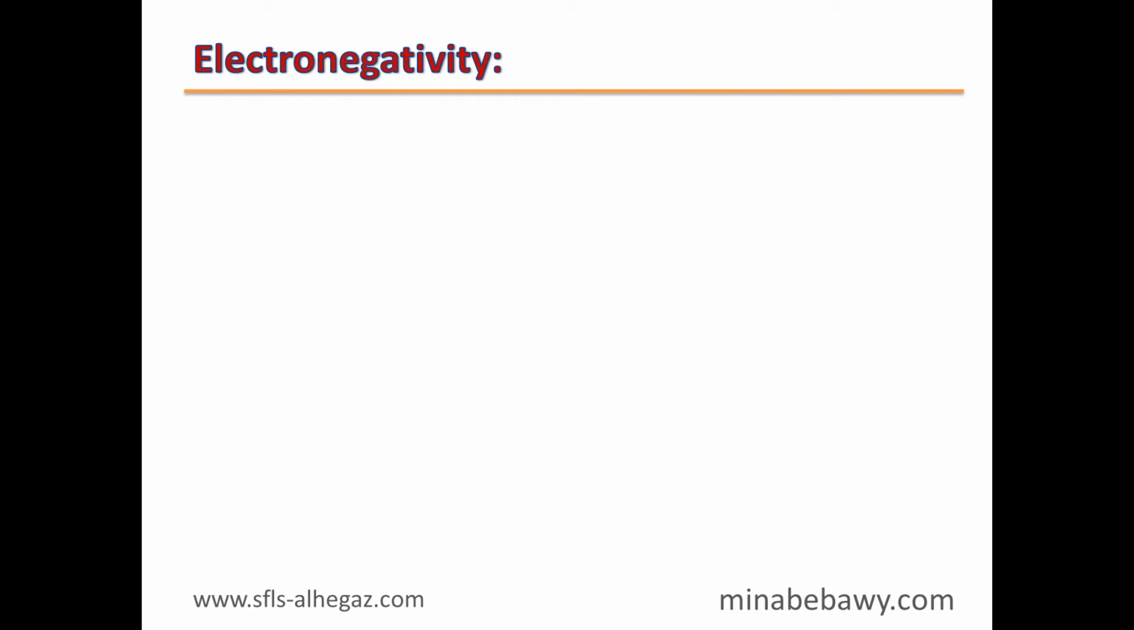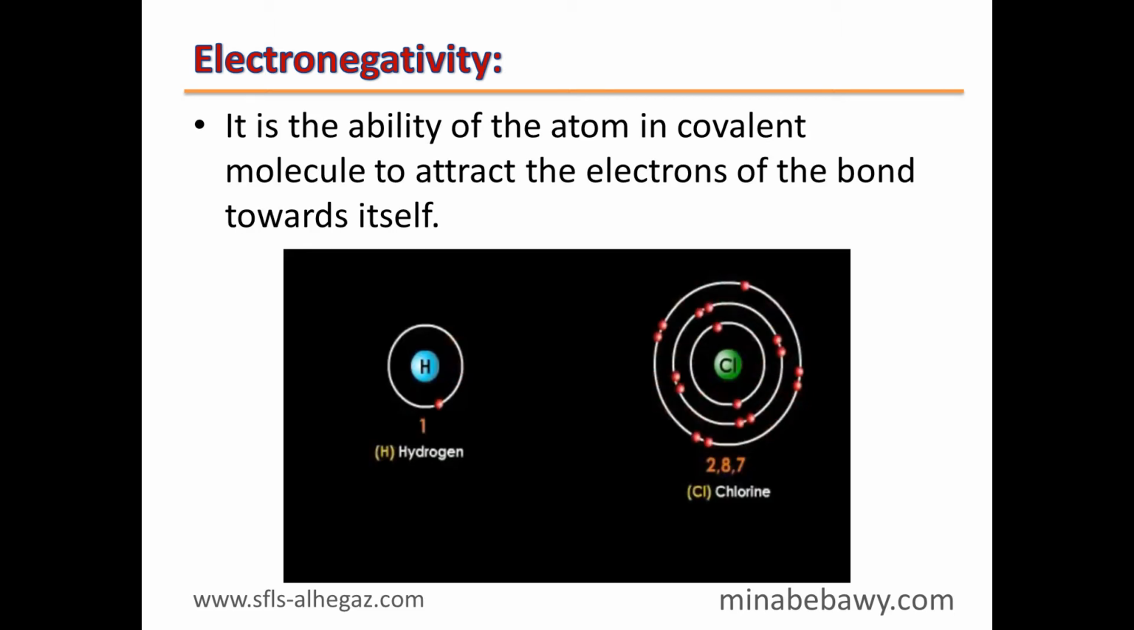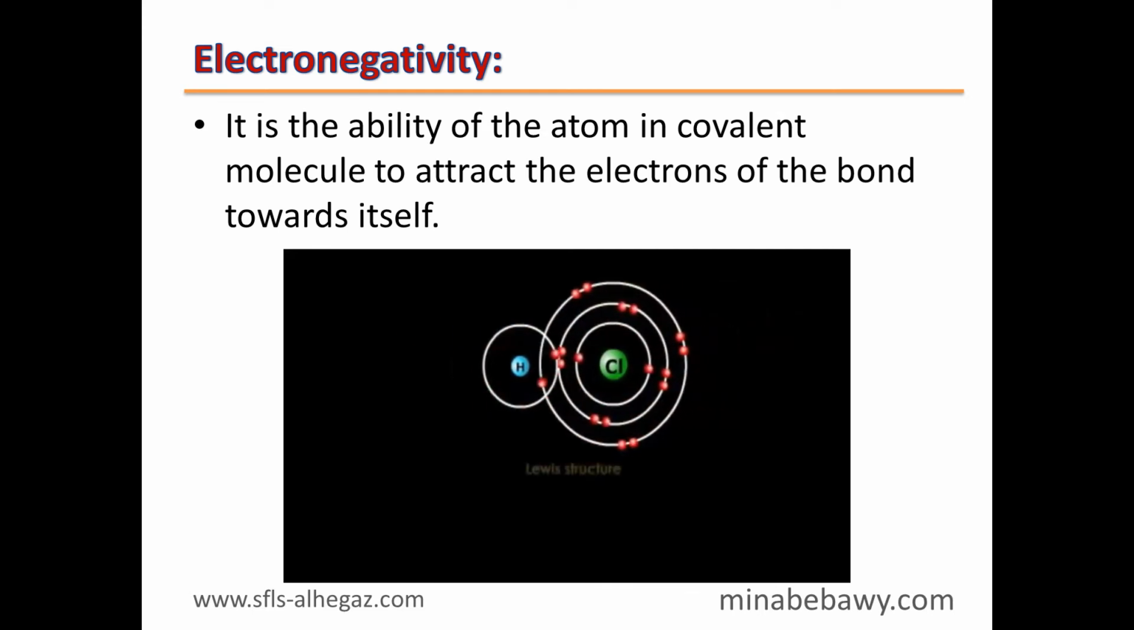The second property that we will study is electronegativity. What is meant by electronegativity? The ability of the atom in a covalent molecule to attract the electrons of the bond toward itself. In this case, the electronegativity of chlorine is higher than that of hydrogen, so chlorine will attract the electrons of the bond toward itself.